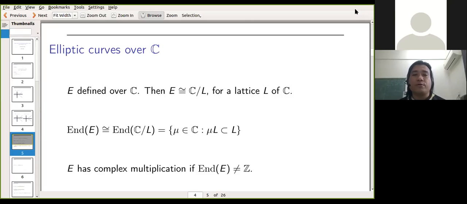Then once I have this point of view of elliptic curve as C mod lattice, what I can do is look at the endomorphisms of E. So the endomorphisms of E also turn out to be isomorphic to the endomorphisms of C mod L. Okay, so when I say endomorphisms of E on the left-hand side, I mean morphisms of E to E.